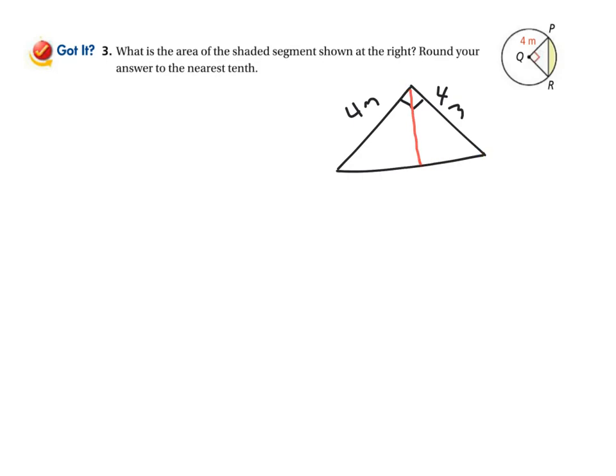So pause the video, see if you can do this. If you can't, you can use my method, because this is not above 90 degrees. So pause the video now and give an attempt at trying to find the area of that yellow segment by finding the area of the sector minus the area of the triangle. Pause it now.